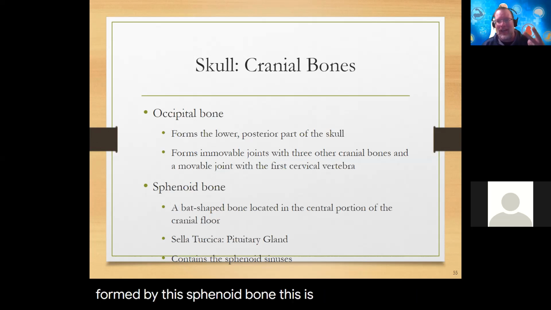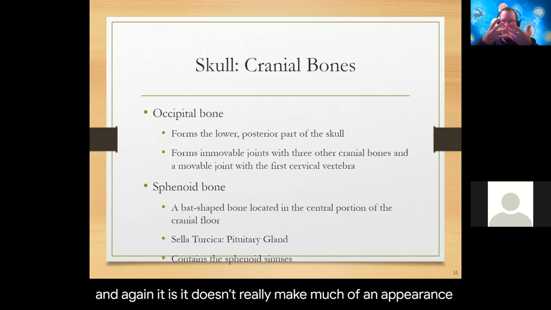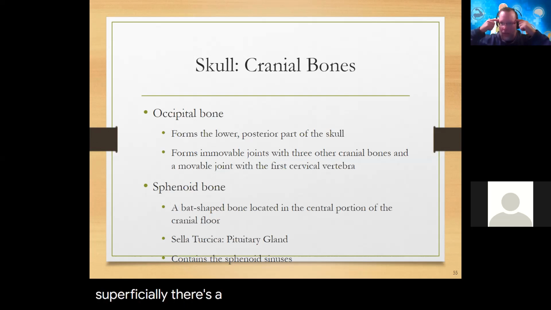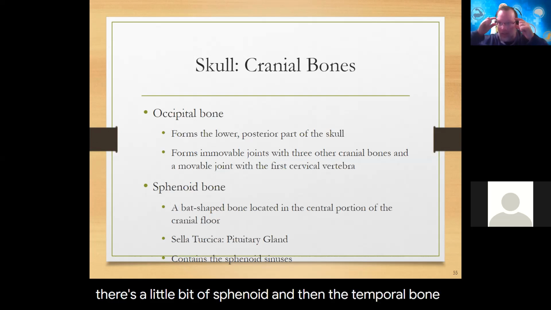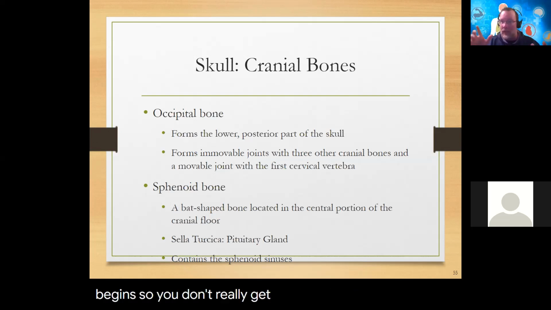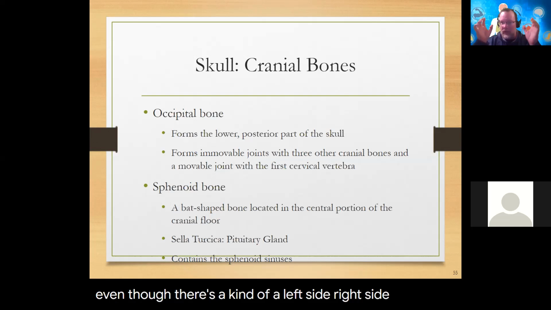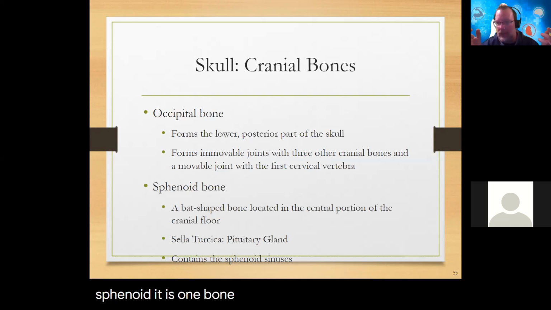This is our second bone now that we see with sinuses. And again, it doesn't really make much of an appearance superficially. There's a slight bit of sphenoid right between where the frontal ends. There's a little bit of sphenoid, and then the temporal bone begins. So you don't really get much of it. It is one bone. So even though there's a left side and right side of the sphenoid, it is one bone.